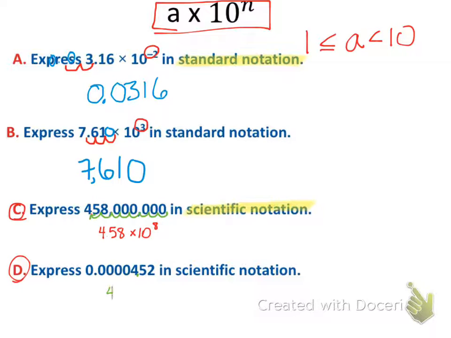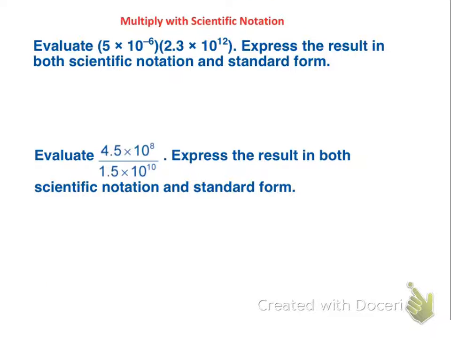So that would give me 4.52 times 10 to the negative, because I'm representing a really small number, 1, 2, 3, 4, 5, because I moved my decimal 5 places. Alright, so I hope that was enough to give you a refresher of how we do scientific notation. If you need more help, come on into office hours.